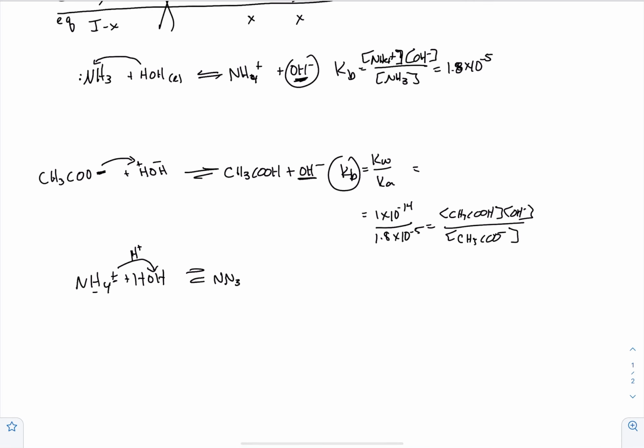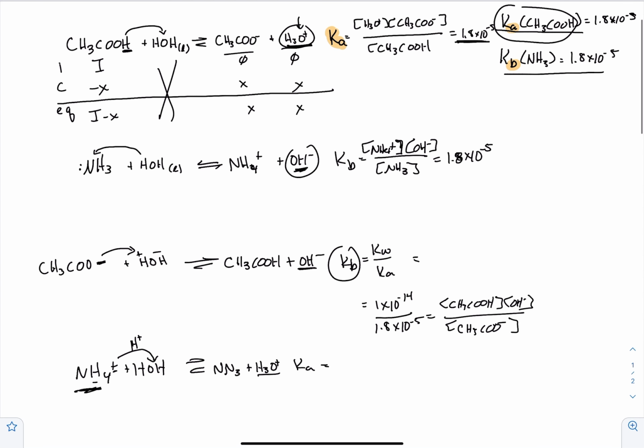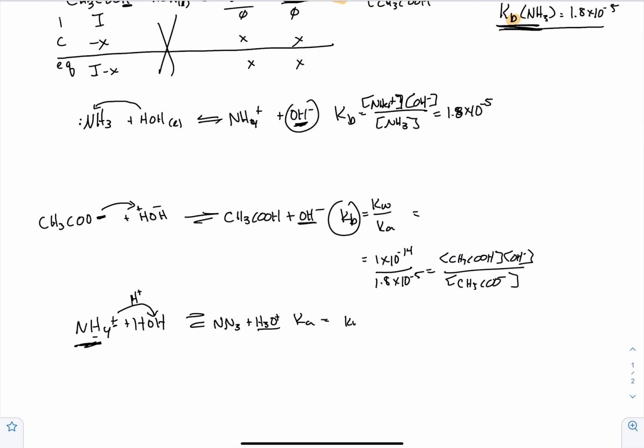So this becomes NH3 plus H3O plus. Notice that makes this a Ka. When you look on the chart for the Ka value for NH4 plus, it will not be listed, but if you jump to the Kb chart, you will find it. And so again, Kw over Kb, 1 times 10 to the minus 14th over 1.8 times 10 to the minus 5th. That is equal to your H3O plus times your NH3 over your NH4 plus values.